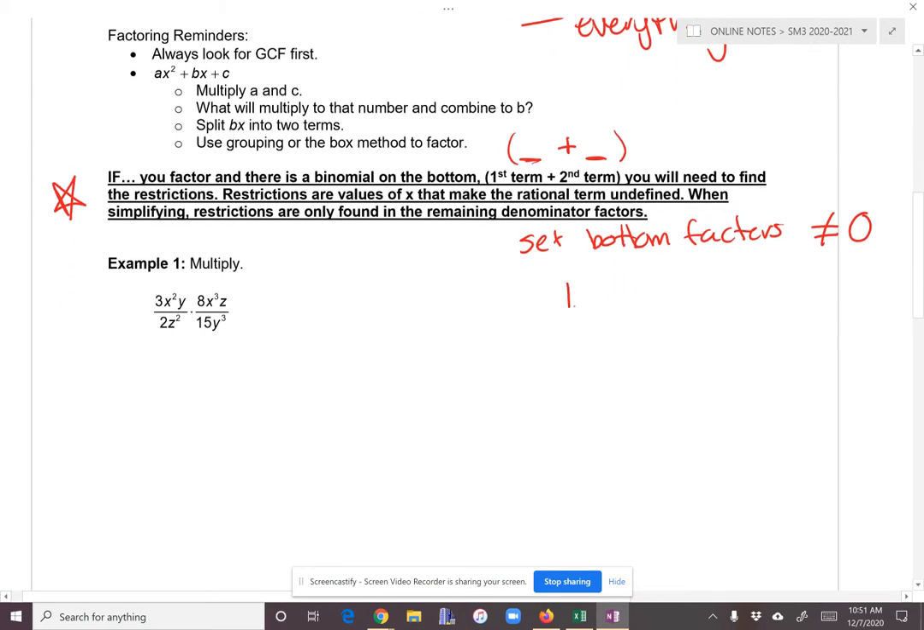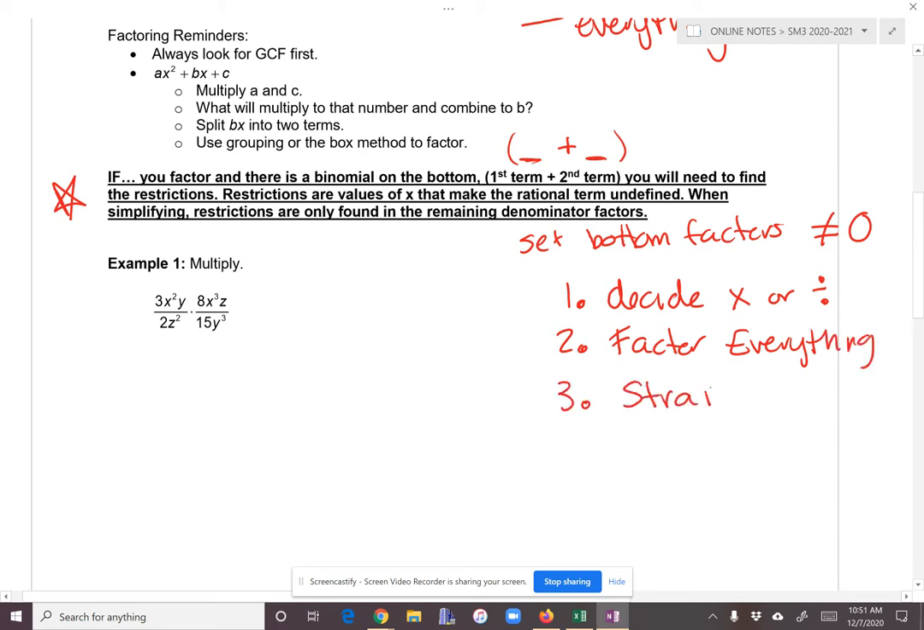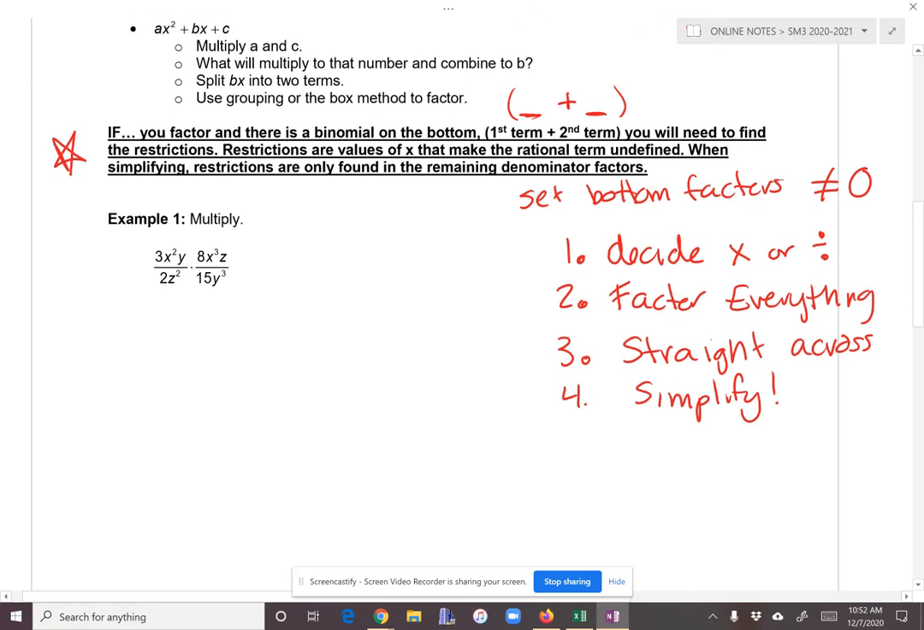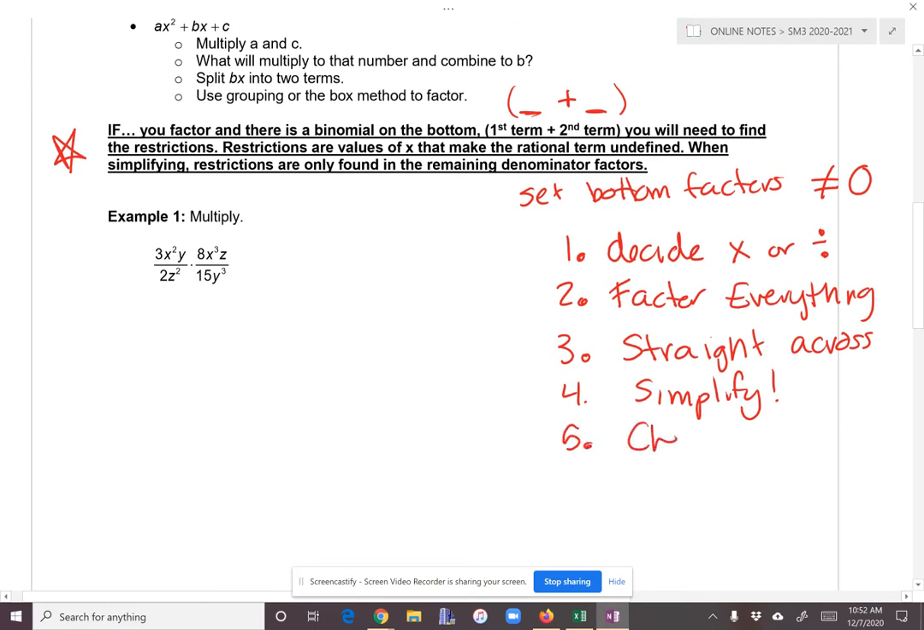These are the steps from Ms. Bustle. First, decide if it's multiplication or division. If it's a division, flip it. Second, factor everything. Third, go straight across, so we multiply straight across. Then you simplify by crossing out common factors. The last thing is to check for restrictions.